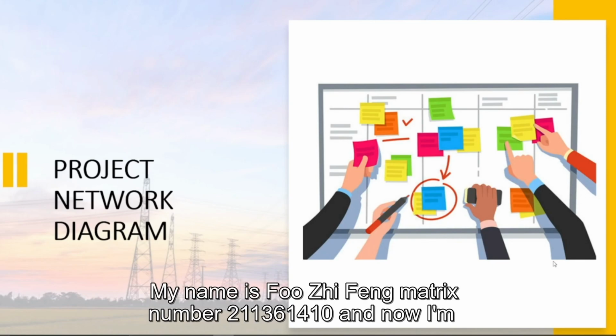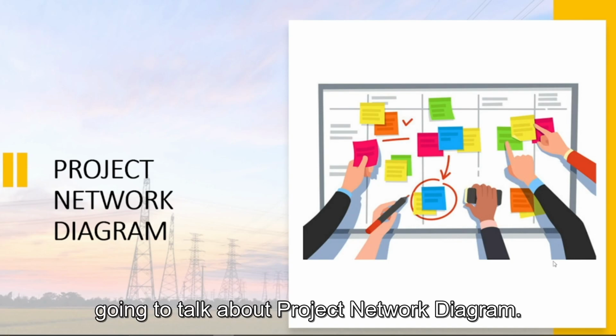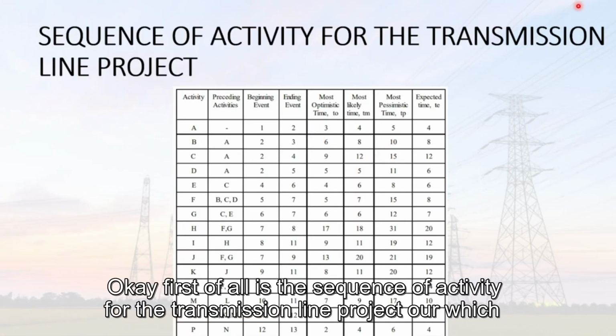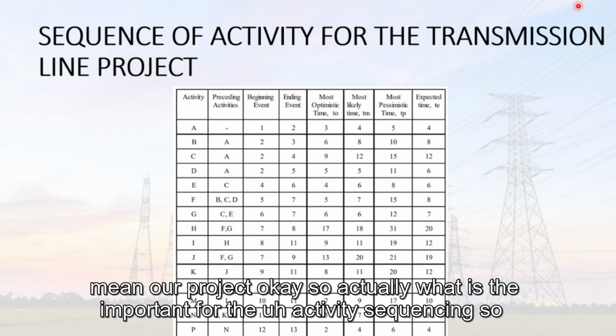My name is Foo Zhi Feng, matric number 211361410, and now I'm going to talk about the project network diagram. First of all is the sequence of activities for the transmission line project, which means our project. So what is important about activity sequencing?